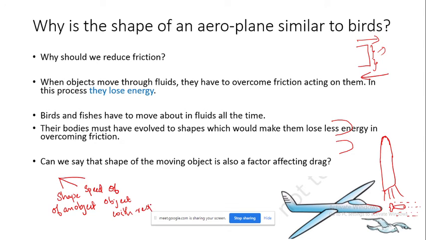And the next point, nature of the fluid. Yeah, nature of the fluid. So, whether it is water or air or oil, something like that. So, nature of fluid. So, these are the three things.